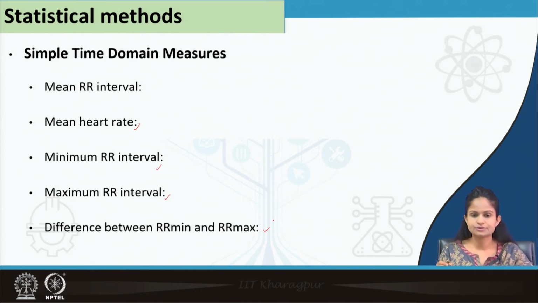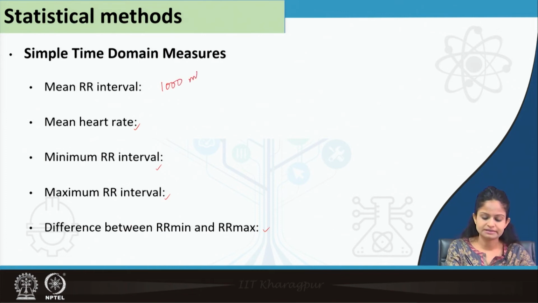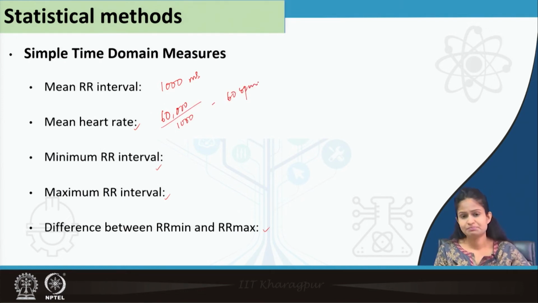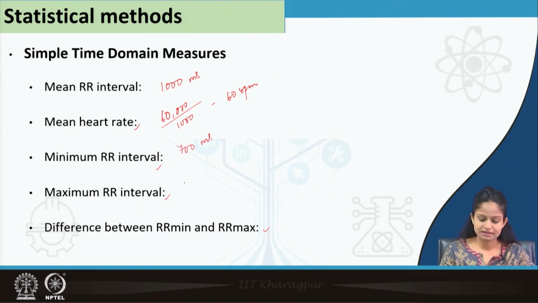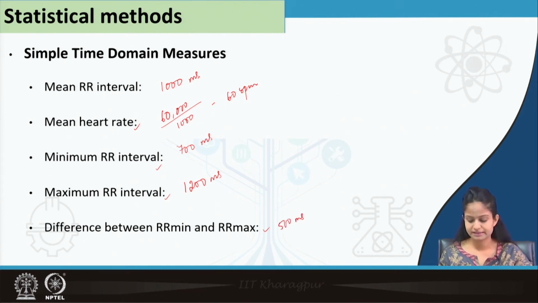Now, these are all usually measured in milliseconds. Suppose the mean RR interval is 1000 milliseconds. The mean heart rate will be 60,000 divided by 1000, so 60 beats per minute. Suppose the minimum RR interval is 700 milliseconds and the maximum RR interval is 1200 milliseconds. The difference between these two, RR minimum and RR maximum, is 500 milliseconds. In this way, these are the simple time domain measures, which use simple calculations.